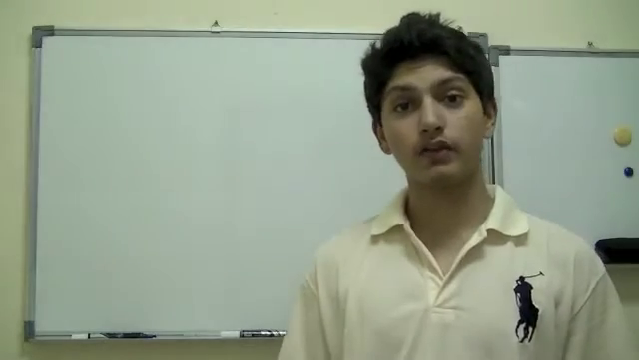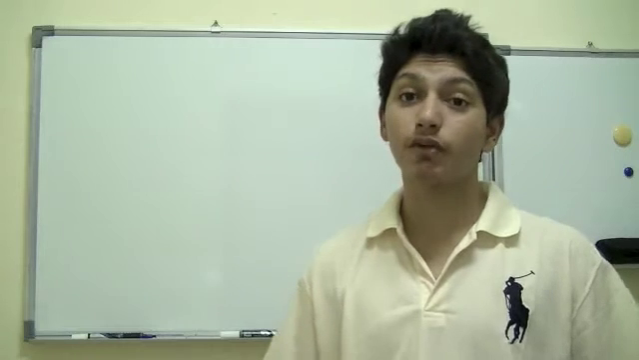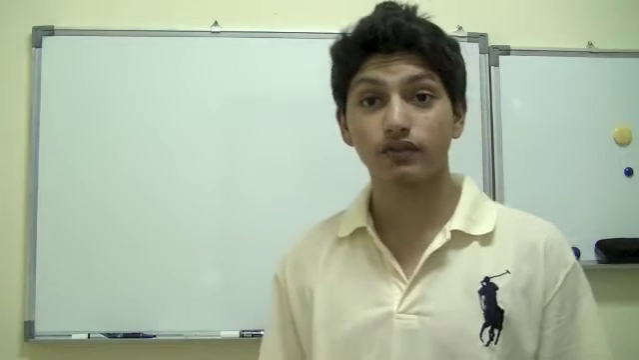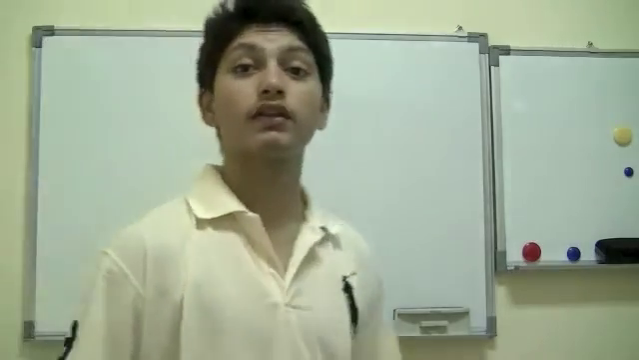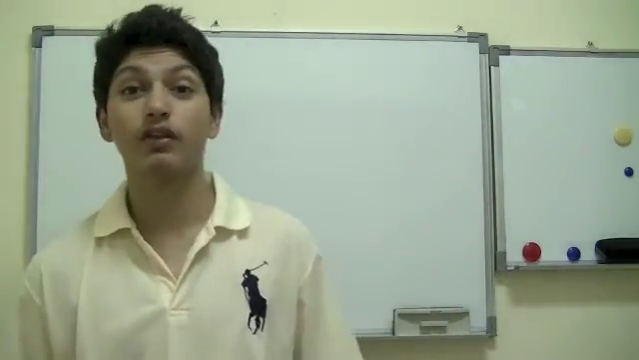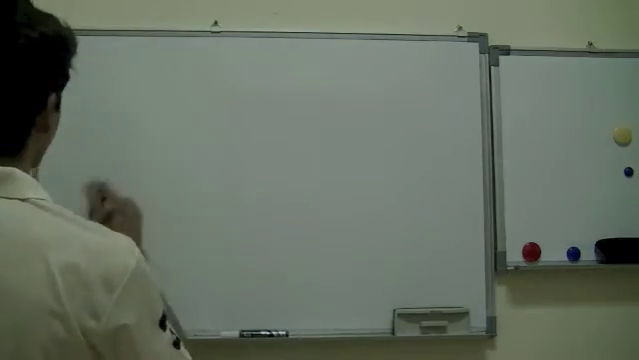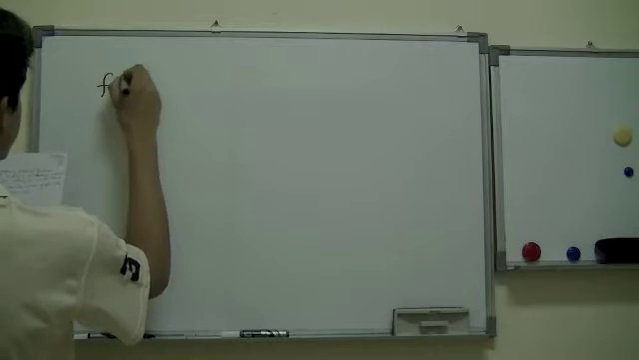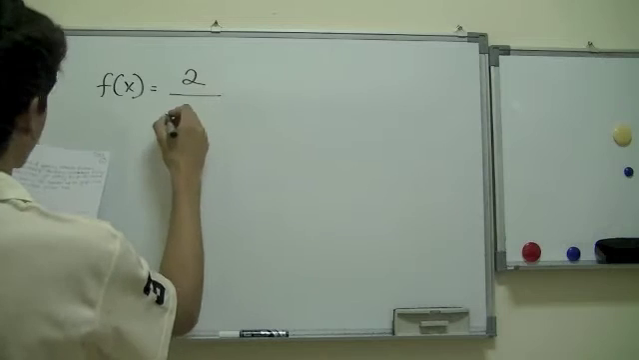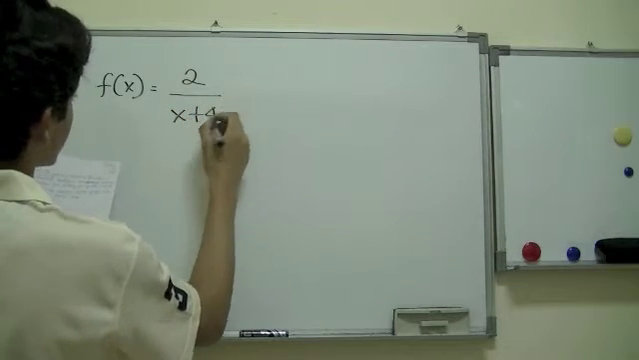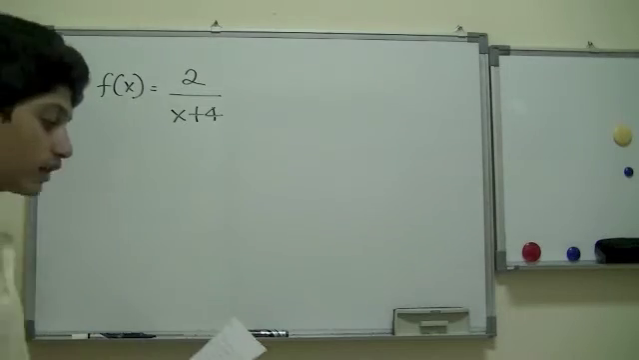Now what we'll talk about today is graphing rational functions. After what we learned about the concept of rational functions, let's go ahead and learn how to actually graph them. From what we know, a rational function has a fraction with a polynomial in the numerator and a polynomial in the denominator.